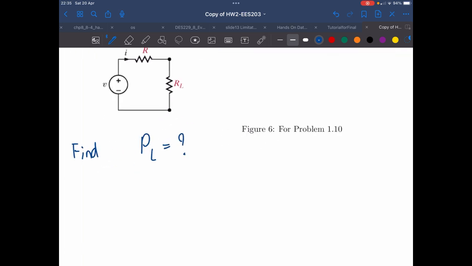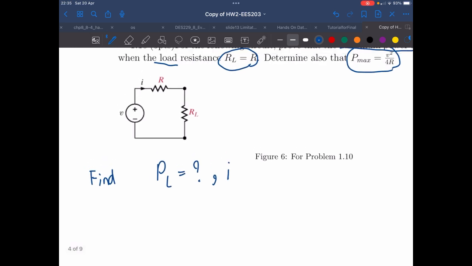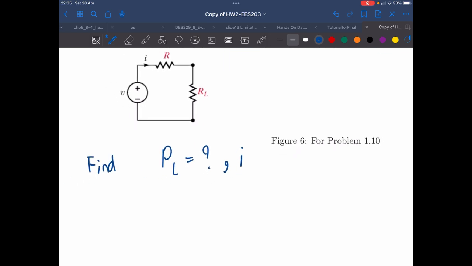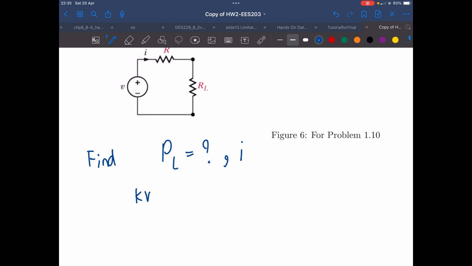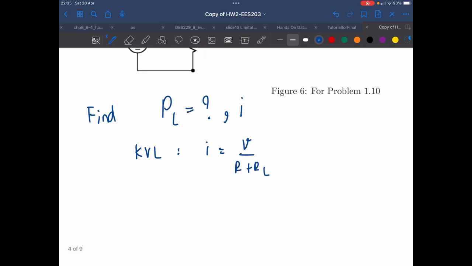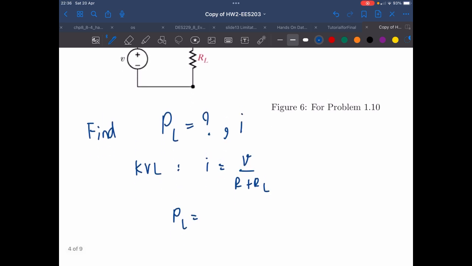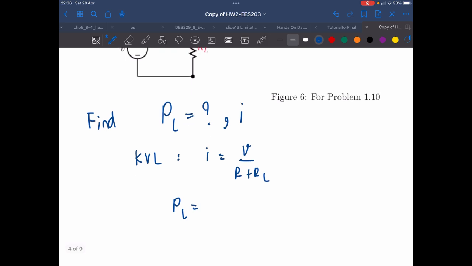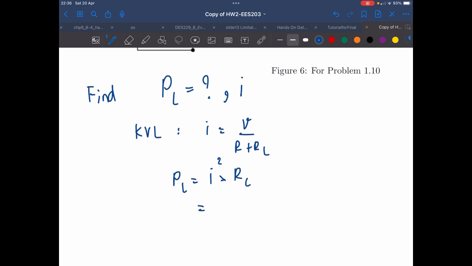To do that, we need to find I, the amount of current applied to the circuit, which according to Kirchhoff's voltage law, we would get I equals V divided by R plus RL. And the power corresponding to this load equals I to the power of 2 times RL. Then we substitute this value.